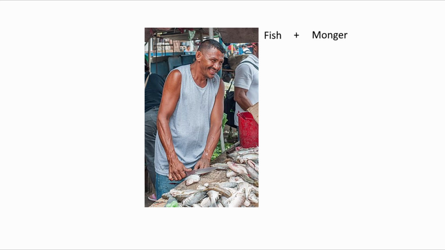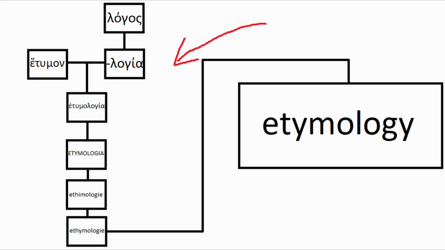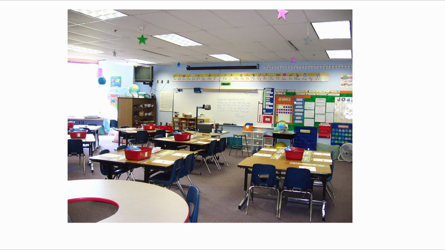Pieces of information which could only be expressed through use of pre-existing words. The study of these origins is called etymology, and this video will discuss the interesting origins of not-so-interesting words. Let's start where some learning happens. The classroom, with probably the first thing you learn, numbers.